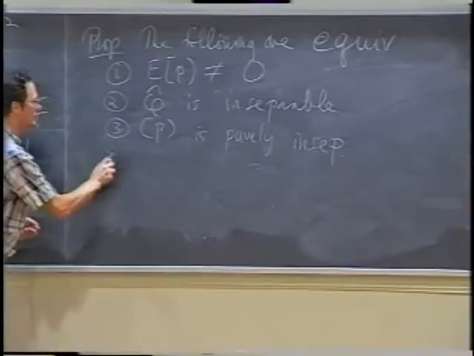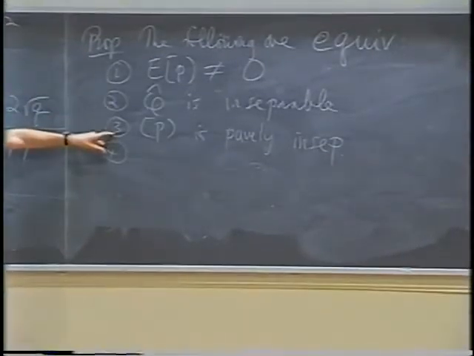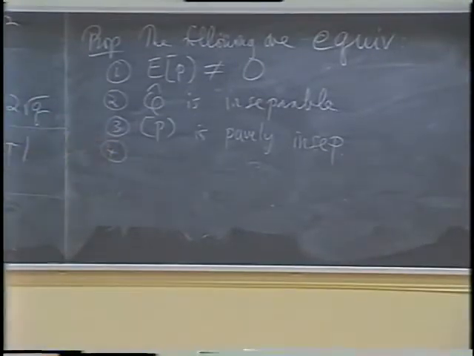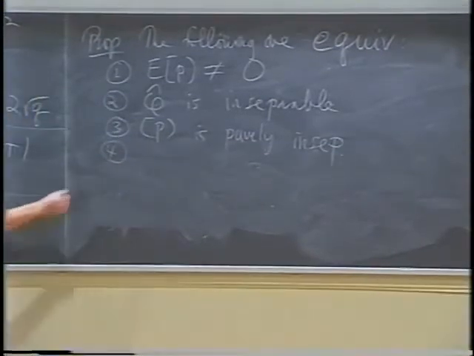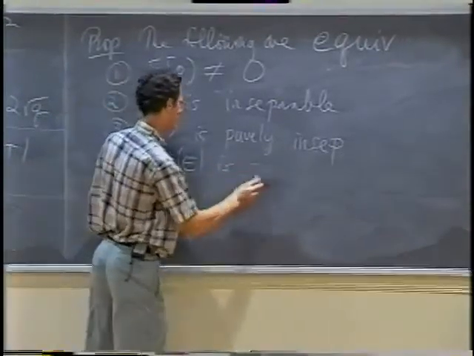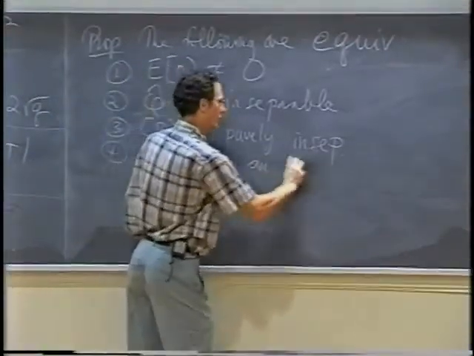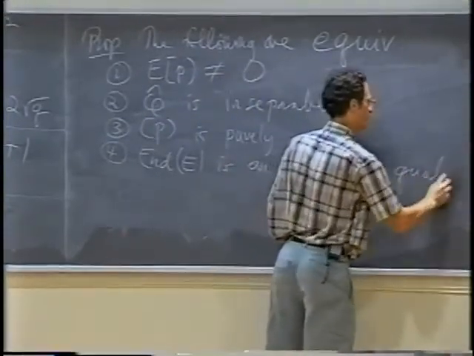And the fourth one, which is the slightly surprising one, is that these conditions, which are clearly closely related, also determine, to some extent, the endomorphism ring. And the endomorphism ring of E is an order in a quaternion algebra.